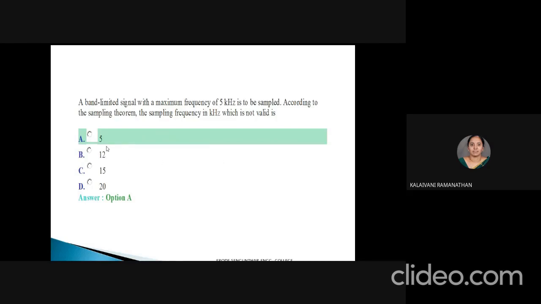In this case, this is 12 kilohertz, so it is greater than 10. This is also greater than 10. This is also greater than 10. So you have to choose the incorrect answer as A. So option A is the correct answer for this problem. A band limited signal with a maximum frequency of 5 kilohertz is to be sampled. According to the sampling theorem, the sampling frequency in kilohertz, which is not valid, is 5 kilohertz. Okay, so I hope you all will be able to understand this problem. Any doubts you can ask me.